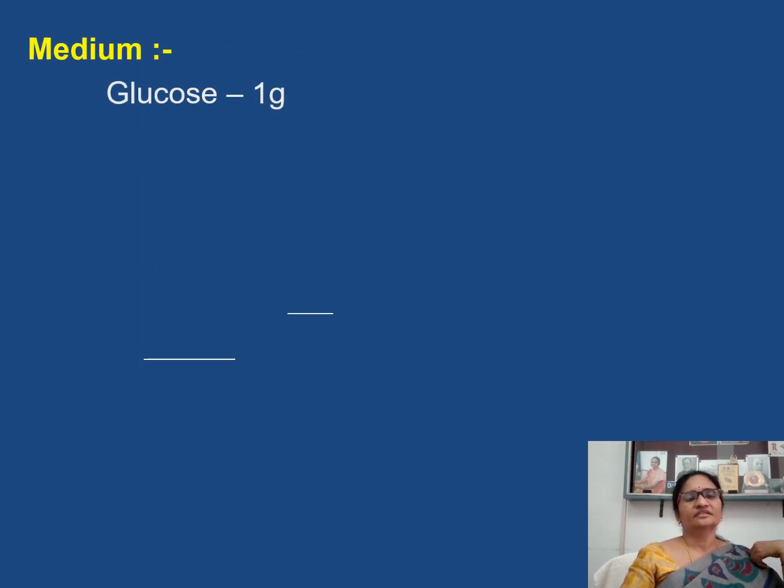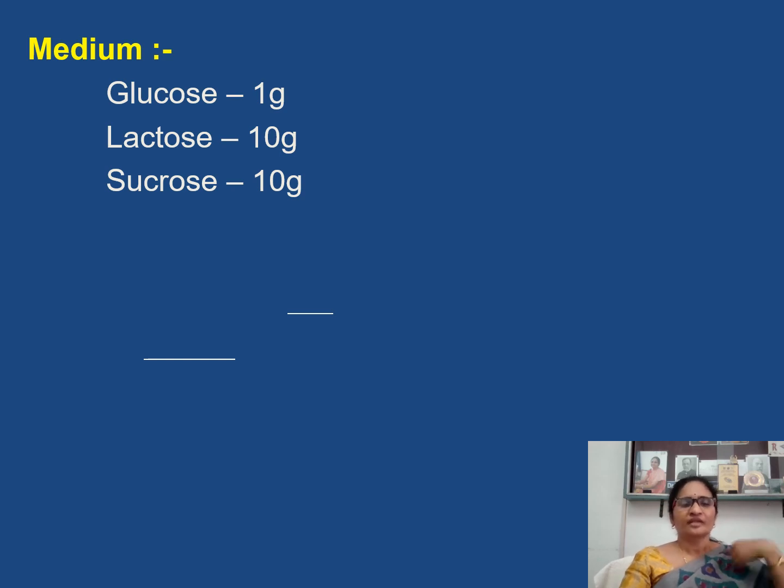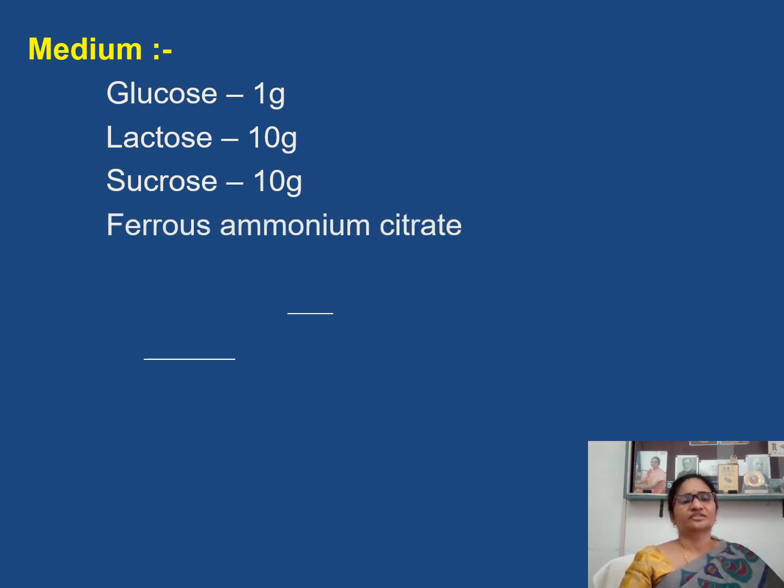The medium, as I already told, has three sugars: glucose, lactose and sucrose. The composition is glucose 1 gram, lactose 10 grams, sucrose 10 grams. Along with that an iron salt, ferrous ammonium citrate, will be there, and an indicator also is there, that is phenol red.